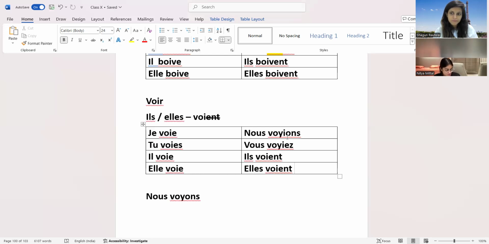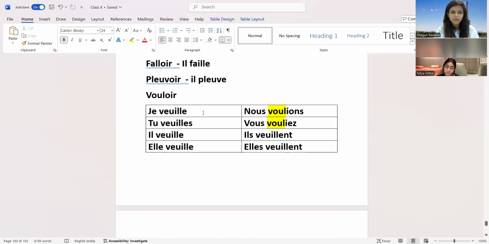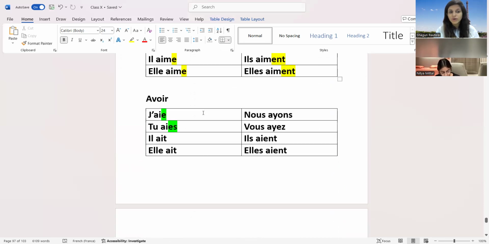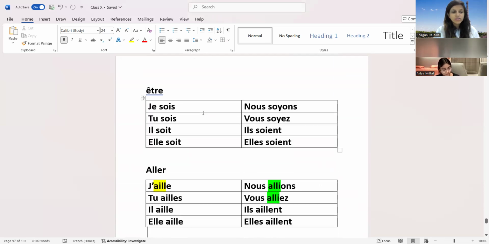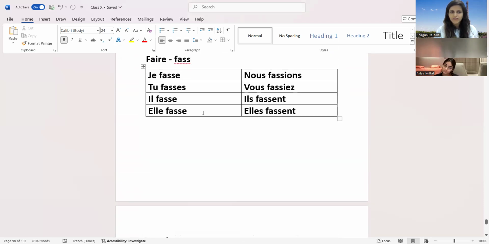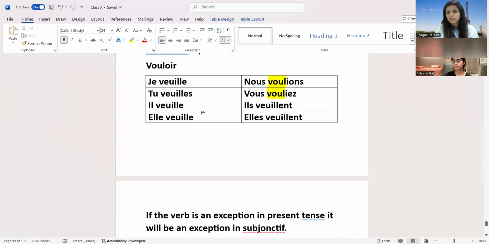So, voir, boire, vouloir. Now, are these exceptions or not? Voir and boire are not exceptions, because we're following the same pattern like aimer. If we follow the same pattern like aimer, it's not an exception. But in être, we were not following. In avoir, we were not following: AIT. Aller also. Otherwise, in most of them, we are following the same pattern. We're just learning one word, faire, fass, pouvoir, puiss, savoir, sach, and then we're just writing the endings simply.